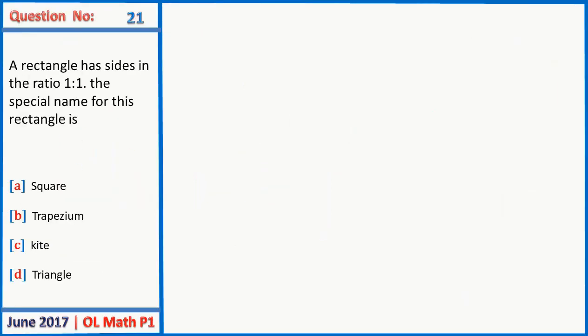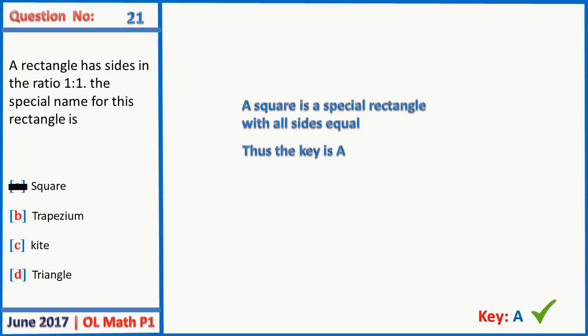Question 21. A rectangle has sides in the ratio 1:1. The special name of the rectangle is, they are repeating the same question, because any rectangle in which all the sides are equal is called a square. So the answer is key A.